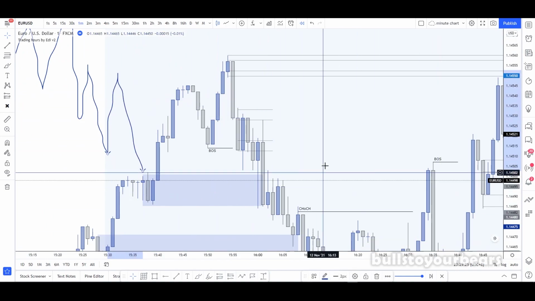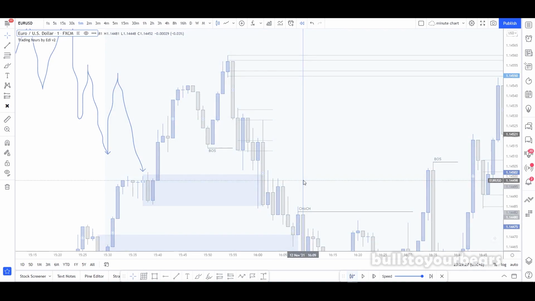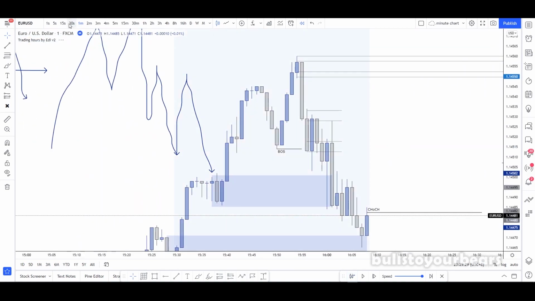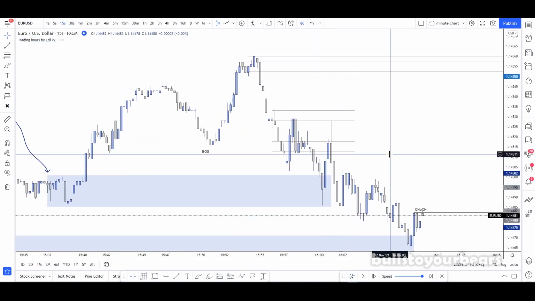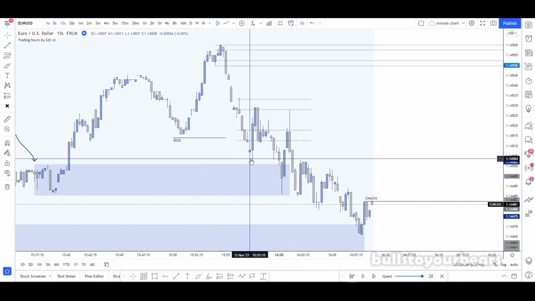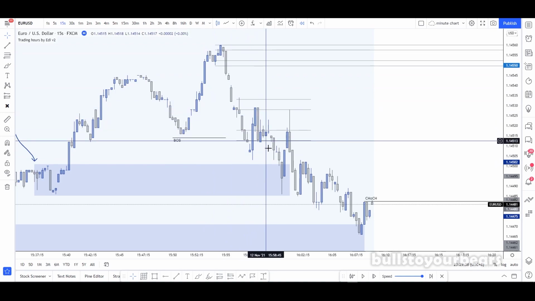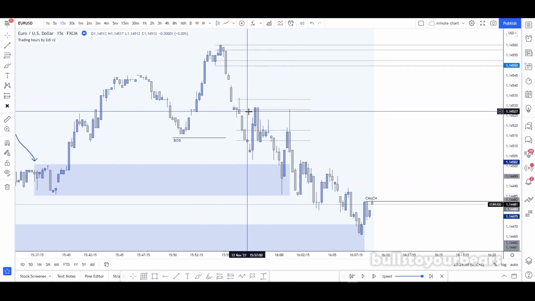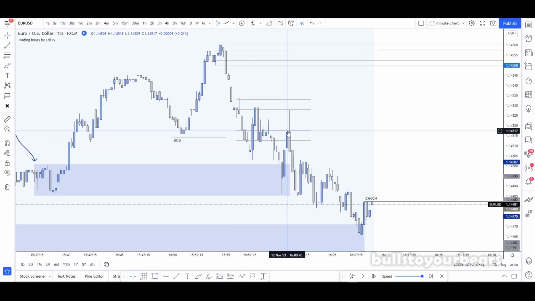Okay, now I will move price to somewhere around here. We're gonna go down to like the 15 seconds. Now what can you see? Price came up, down, up, break of structure, move price higher, break of structure, mitigation. Simple as that. This could be your entry.